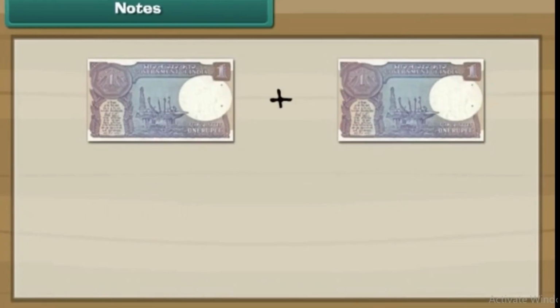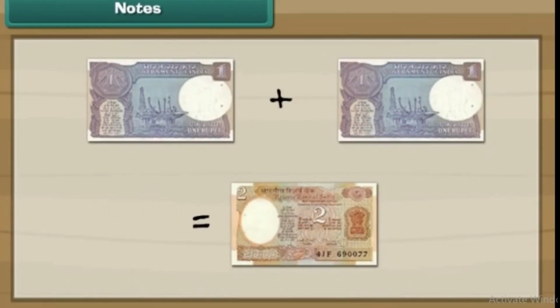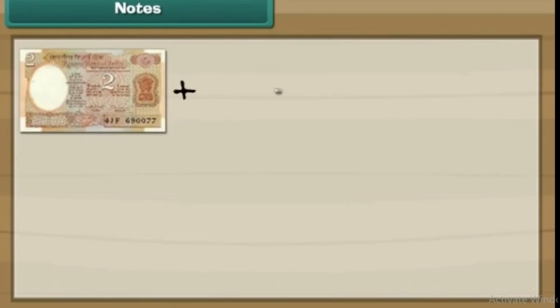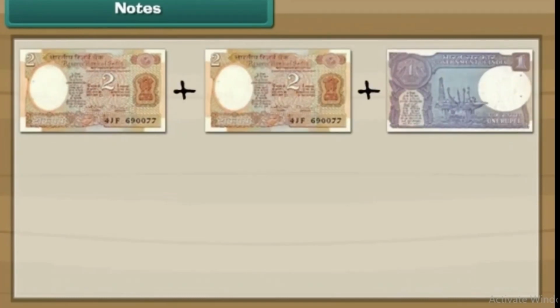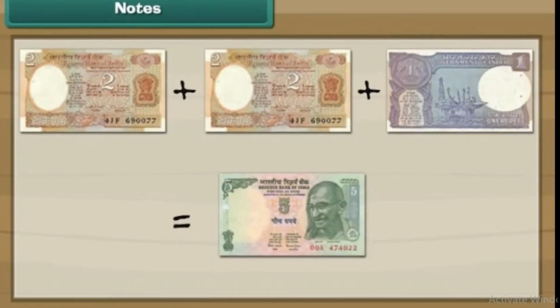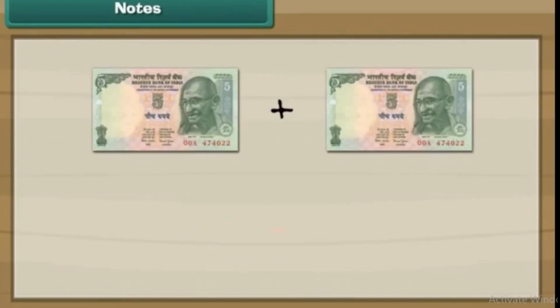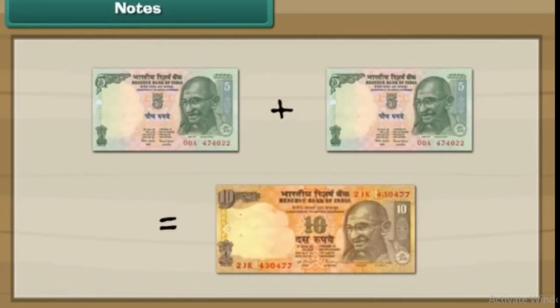2 1 rupee notes make 2 rupees. 2 2 rupee notes and 1 1 rupee note make 5 rupees. 2 5 rupee notes make 10 rupees.